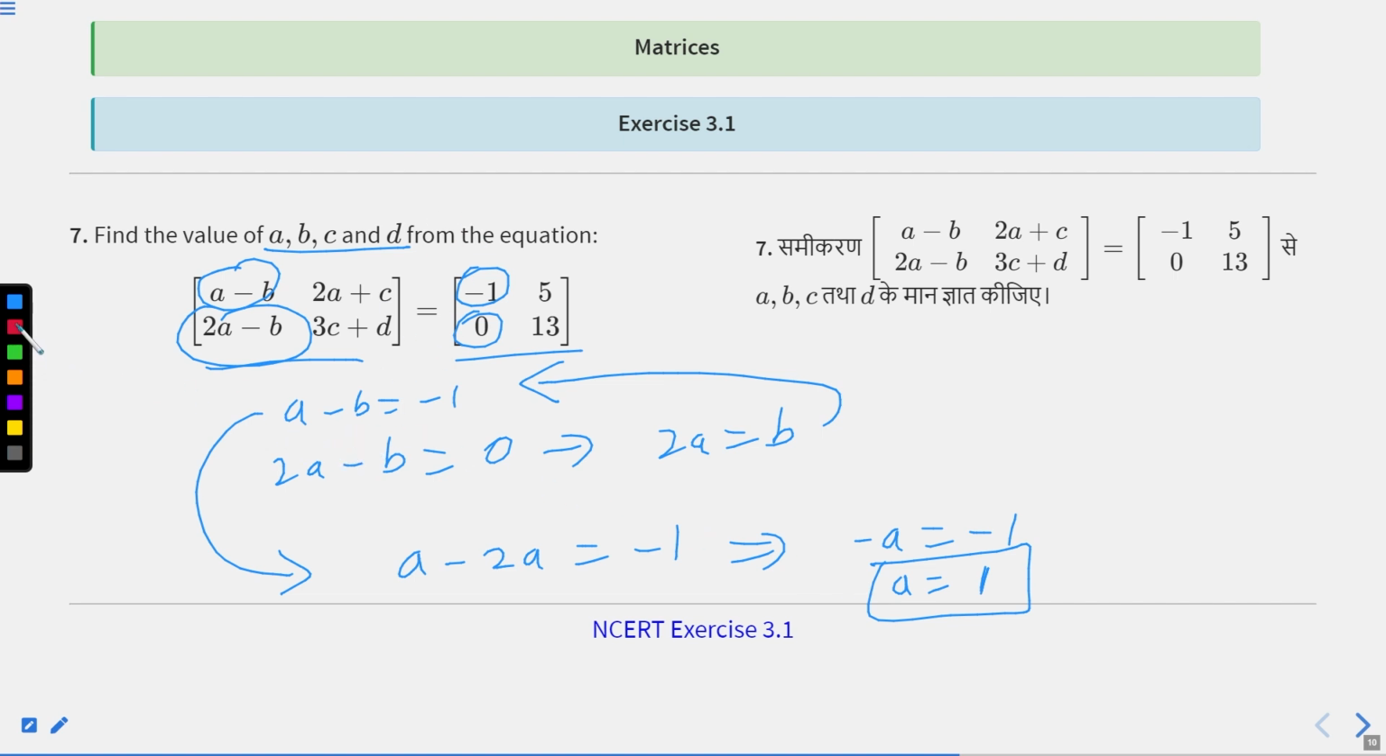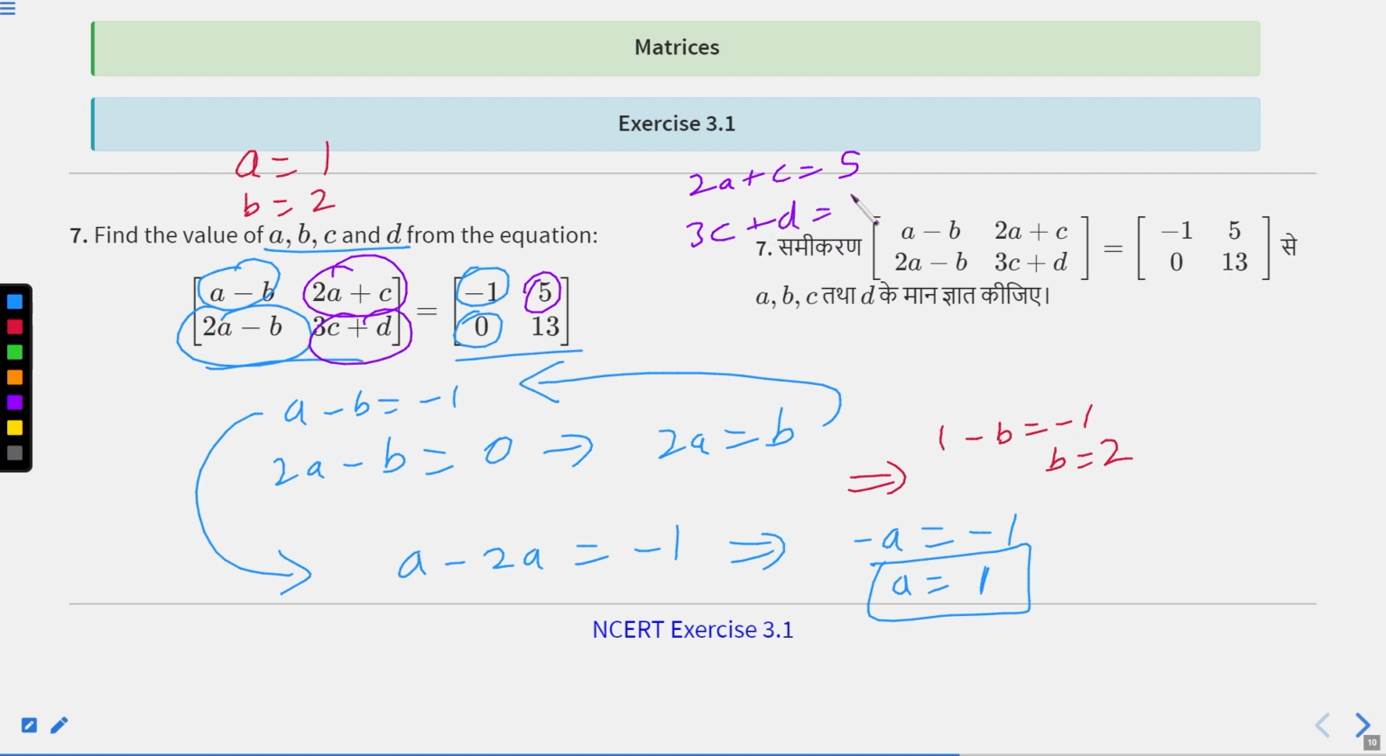Now if value of a is 1, this means that a minus b is equals to minus 1. This means 1 plus 1 will be b, and b must be 2. So b is 2, a is 1, everything is satisfied. Okay, clear? So this means a is equal to 1, b must be 2. Now the second thing, 2a plus c must be 5. 3c plus d must be 30.